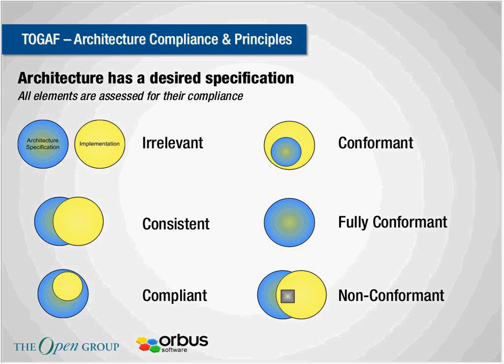TOGAF defines six different levels of compliance: irrelevant, consistent, compliant, conformant, fully conformant, and non-conformant. Any given architecture can be assessed for whether it's in line with the principles, and whether the architecture is accepted or accepted with a waiver, with the intent that the architecture is later brought in line with the principles.